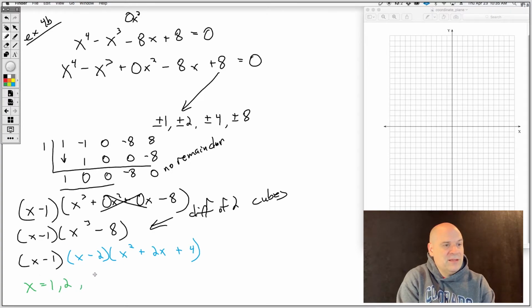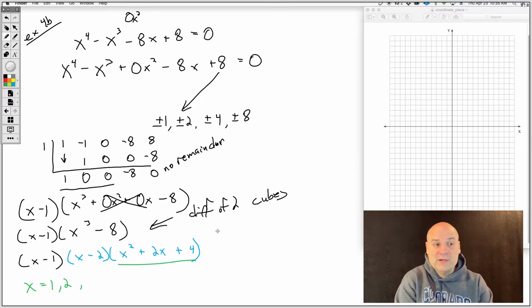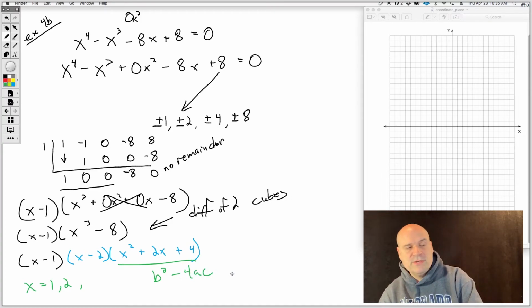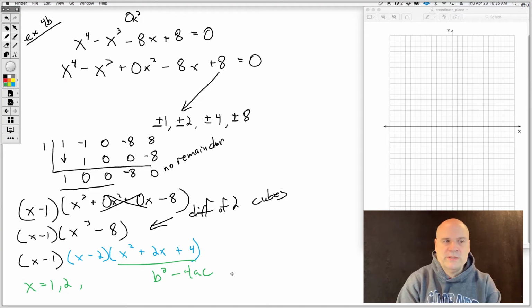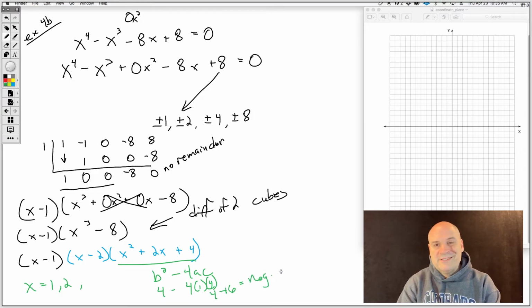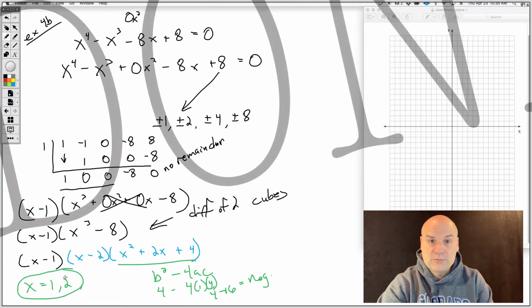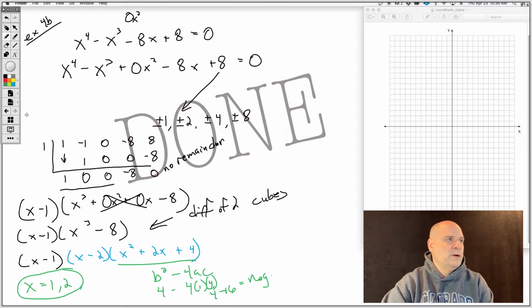But what about this? Well, let's see if it works in our discriminant. B squared minus 4. We can use the discriminant to see if there's a real solution because it's a quadratic equation. All right, so b squared would be 4 minus 4 times 1 times 4. Doesn't look like it. This is 4 minus 16, which is negative. So there's not a real solution there, so these are only real solutions. Boom.